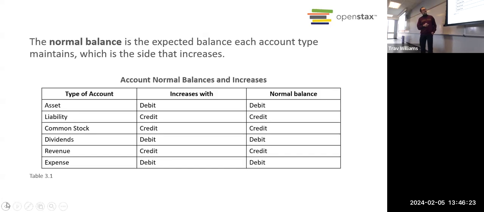So we see that here. Assets increase on the debit side, normally have a debit balance. Liabilities increase on the credit side, normally have a credit balance. So don't get thrown off by that phrase, normal balance. Just think back to the DEAL acronym. If it's part of the DEAL acronym, it normally has a debit balance. If it's not part of the DEAL acronym, what balance would it normally have? Credit. Exactly.